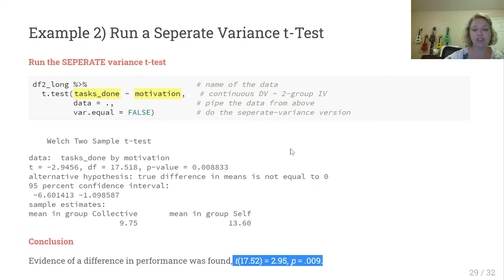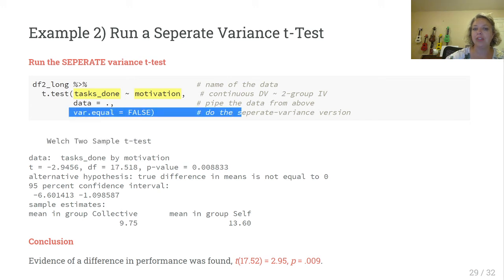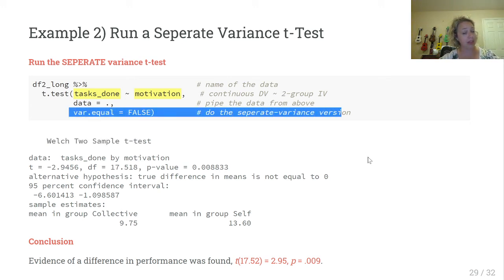T with its degrees of freedom. Notice T has a decimal degrees of freedom, again, because we're doing Welch's test, because we did not want to assume the variances were the same.